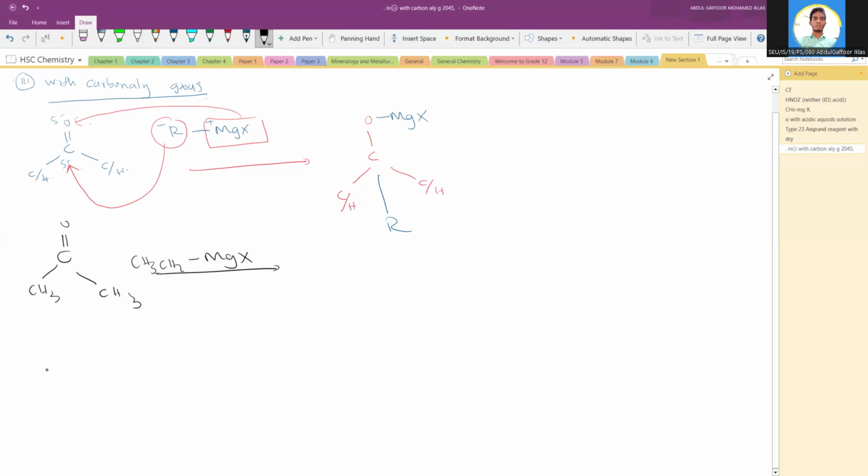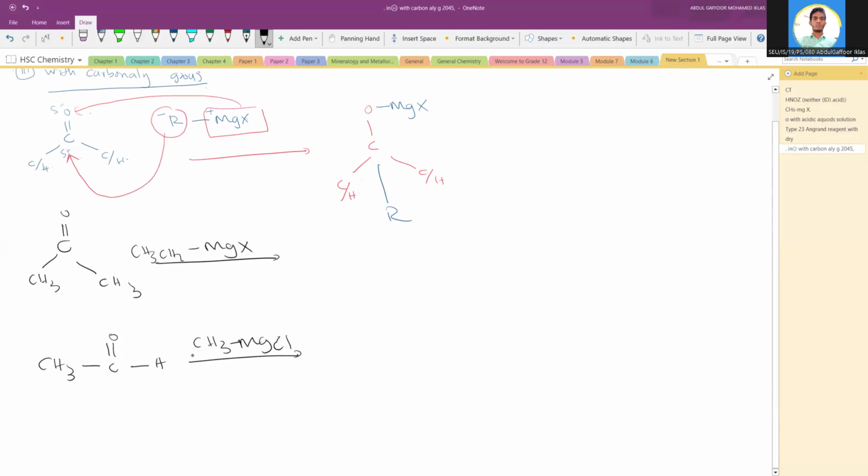And let's say we have CH3, C double bond O, H. To this we put CH3MgCl. That is CH3MgCl. And then again, let's take this ketone. We put hydrogen, C double bond O, hydrogen. So we put CH3MgCl again.